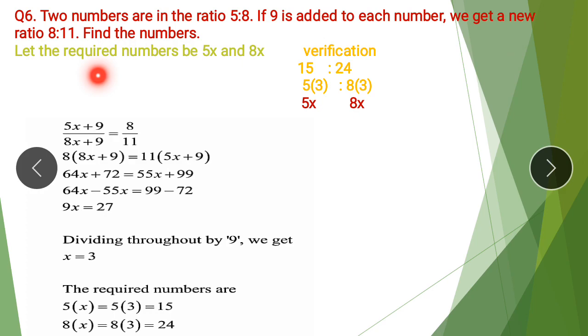So let the required numbers be 5x and 8x. Here you are supposed to think for a while about what x means with this ratio. Let me explain it for you. Suppose the numbers are 15 and 24. When we establish the ratio between these, both of them are divisible by 3. So we can say that 3 5s are 15 and 3 8s are 24. So what ratio did we get? 5 ratio 8, by dividing these numbers by 3.